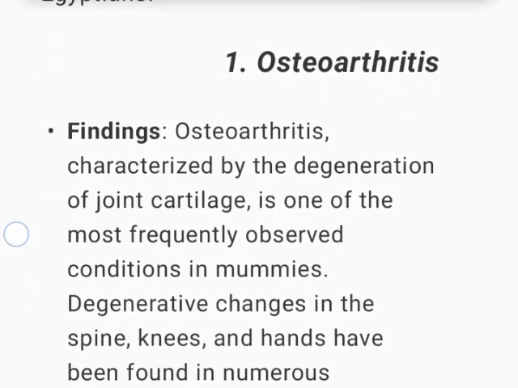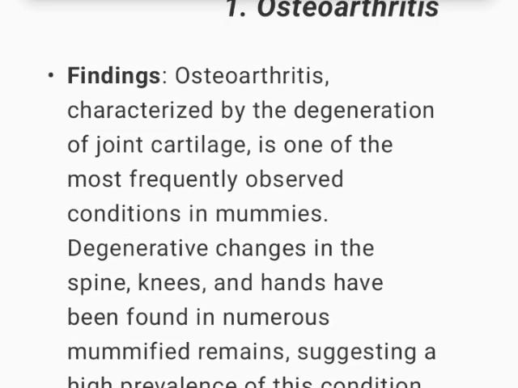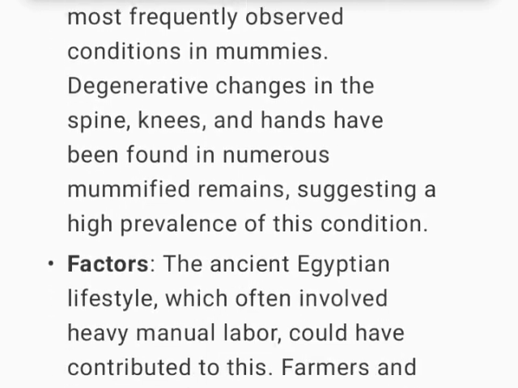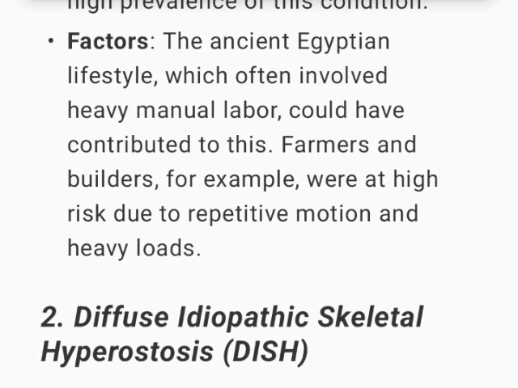1. Osteoarthritis. Findings: Osteoarthritis, characterized by the degeneration of joint cartilage, is one of the most frequently observed conditions in mummies. Degenerative changes in the spine, knees, and hands have been found in numerous mummified remains, suggesting a high prevalence of this condition. Factors: The ancient Egyptian lifestyle, which often involved heavy manual labor, could have contributed to this. Farmers and builders, for example, were at high risk due to repetitive motion and heavy loads.